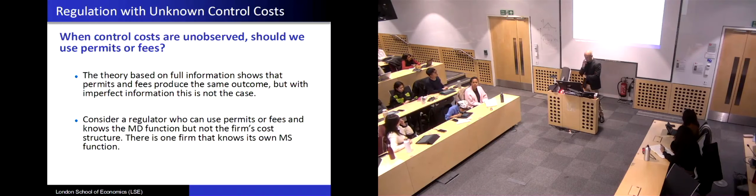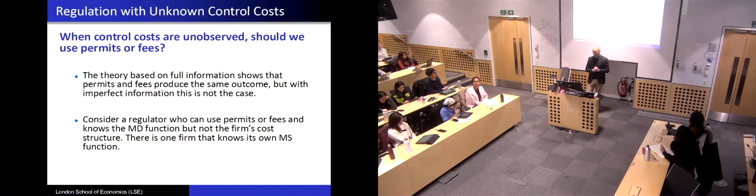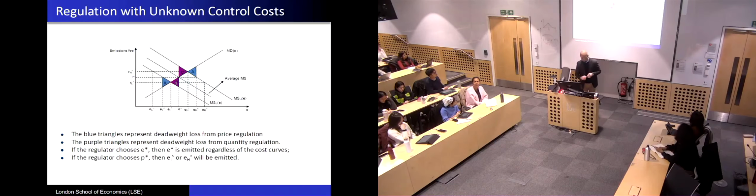All right, and let me walk you through what's going on here, because this is actually a really important proposition that I'm going to show you in environmental economics, one of the most important ones, I guess. Okay. So consider a regulator who can use permits or fees and knows the marginal damage function, but not the firm's cost structure. There is one firm that knows its own marginal saving function. Okay, this is what we have.